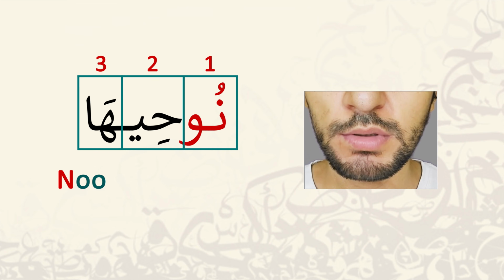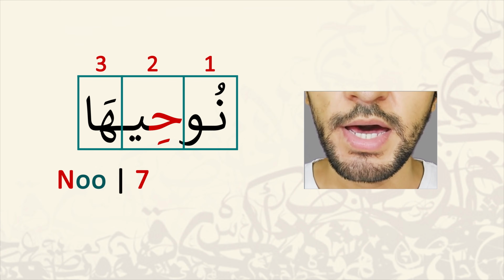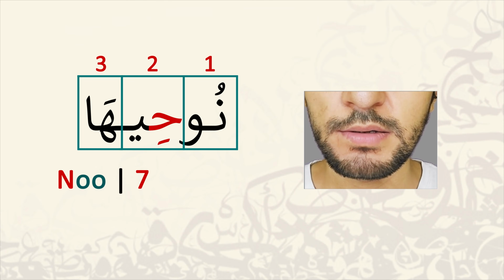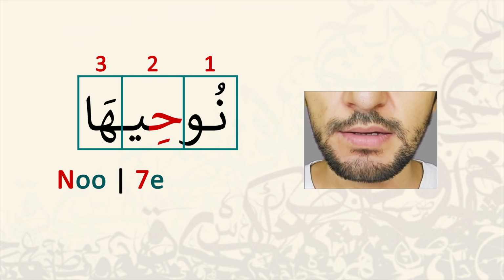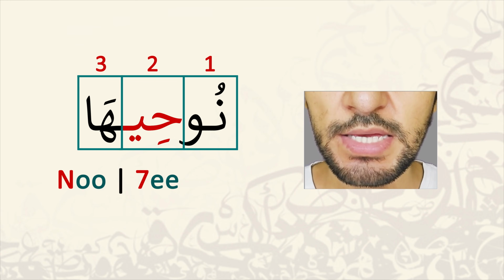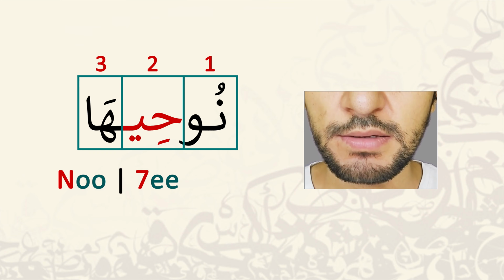Here is elongation with Waw. The second syllable contains two letters as well. The first letter sounds like H, and since it has a Kasra label, it becomes Hi. And the second letter in this second syllable is a consonant Ya that gives the sound E. So the whole syllable is Hee. Here is elongation with Ya.